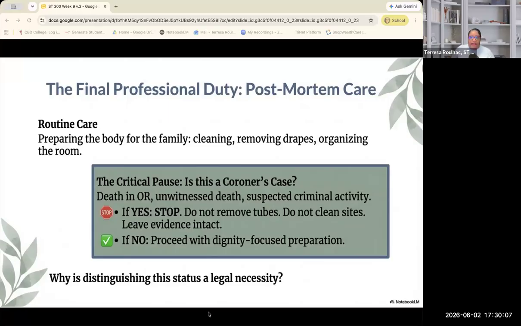Why? We have to ask, is this a coroner's case? This is not optional. If death happened in the operating room, or there was an unwitnessed death or suspected criminal activity, we stop. We do not remove tubes. We do not clean sites. We preserve evidence. This is legal protection for the patient, for the family, and the institution.